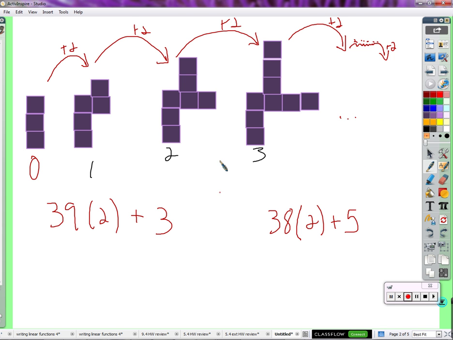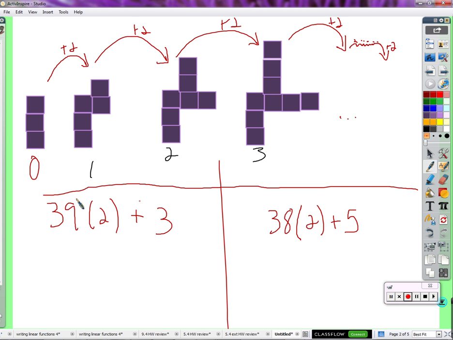Alright, so we'll keep track this way. Here's the calculation: approach number 1, approach number 2, and the figure number. We'll call the figure number X, because that's what we're going to start calling it. This is Y, and this is Y we found a different way. This is for figure number 39.